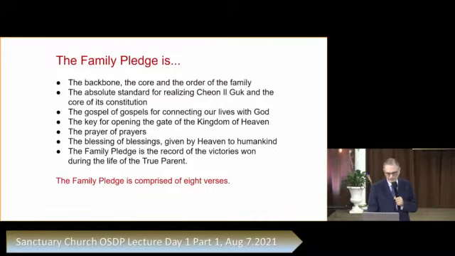It's the gospel of gospels for connecting our lives with God. It's the key for opening the gate of the kingdom of heaven. It's the prayer among all prayers, the blessing among all blessings given by heaven to humanity. And the family pledge is the record of the victories won during the life of the true parent. The family pledge is comprised of 8 verses. So we'll be going through each of those verses from now.